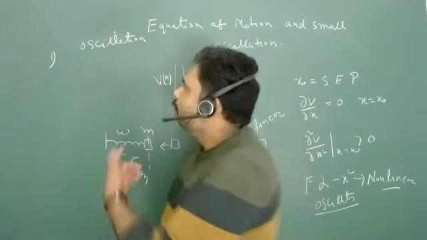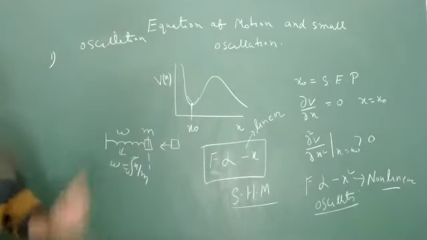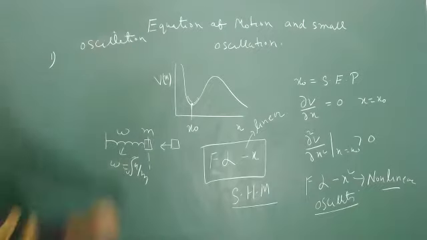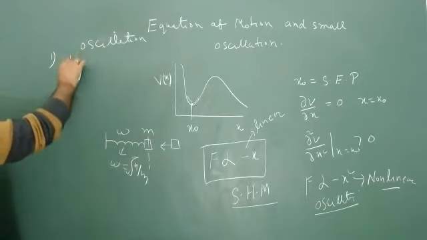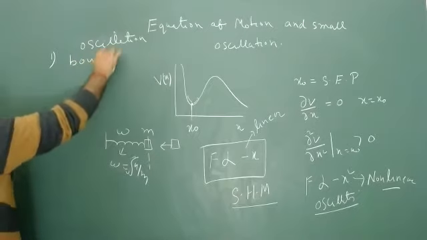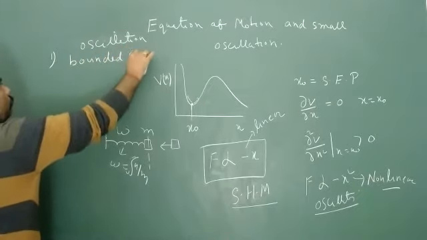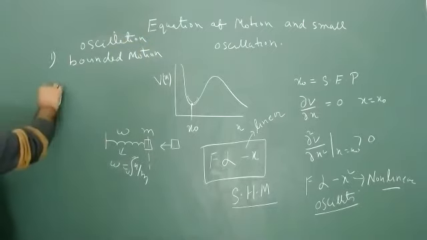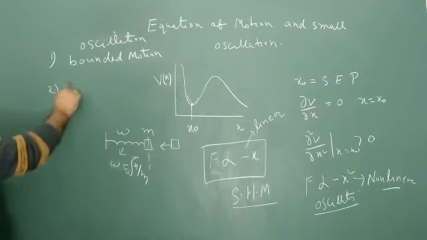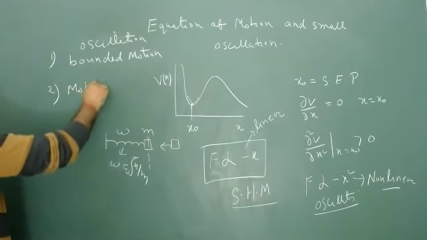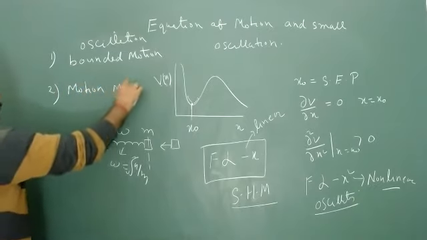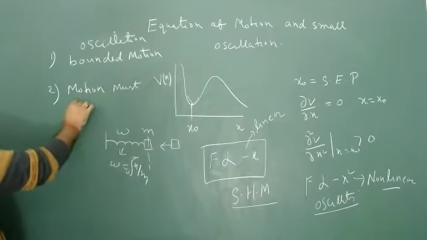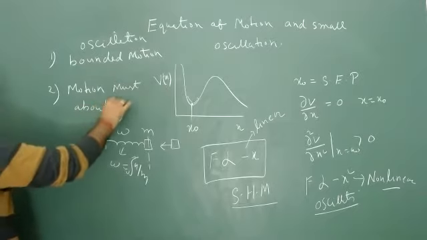So what is the condition for oscillation? I am not only talking about simple harmonic motion; the conditions for oscillation are that, first, the motion must be bounded, and second, the motion must be about a stable equilibrium point.